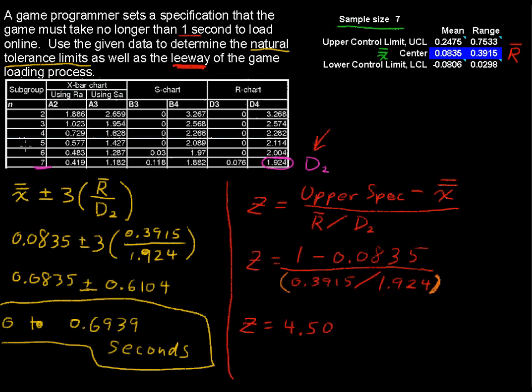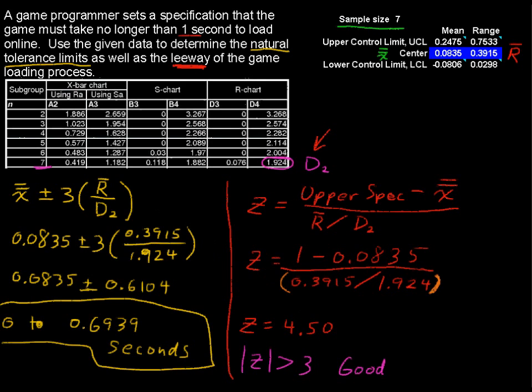4.50. That's our z. Anytime we have an absolute value of z, because if you're going on the lower spec number you would have a negative number, but anytime you have an absolute value of z that's greater than 3, that's good. That's said to be capable because of this 99.7% of the data business, and that's why being within plus or minus 3 standard deviations, that 3 number comes up again.